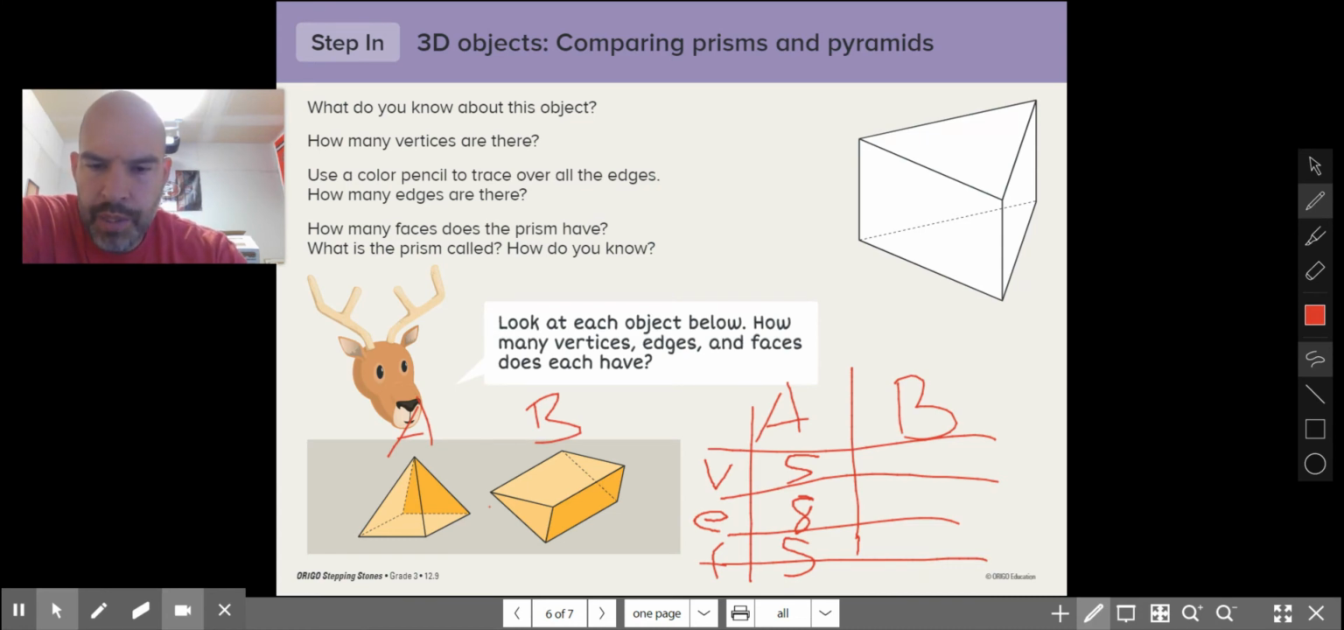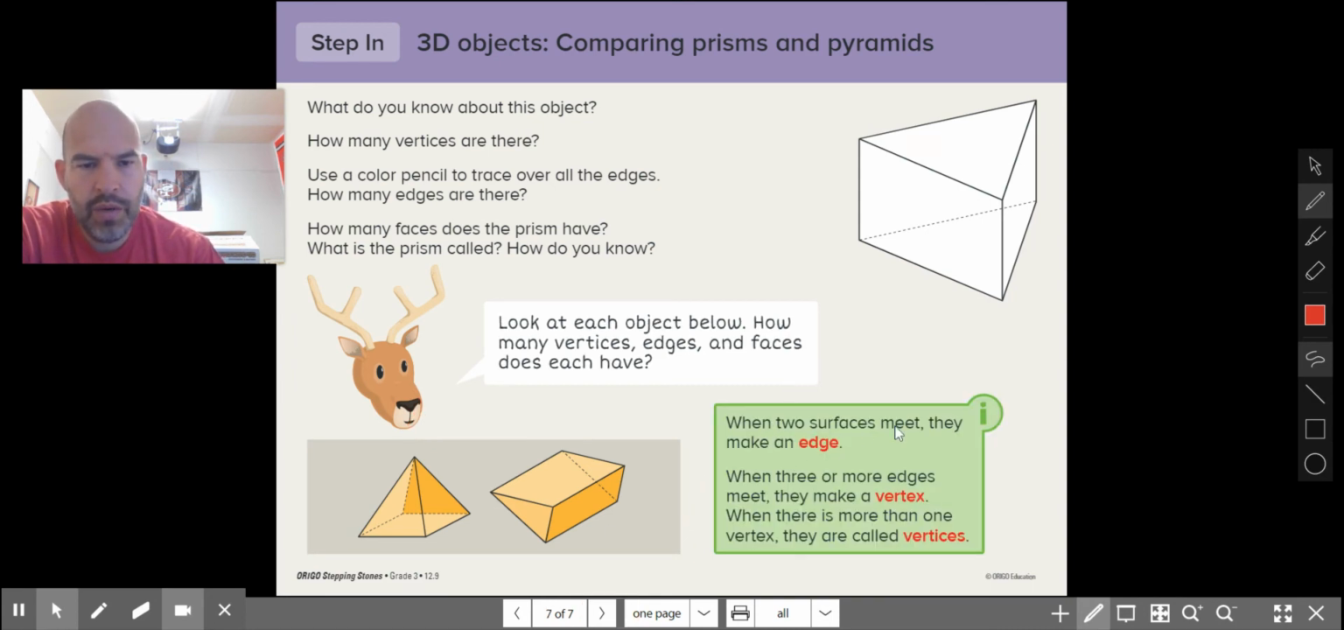Object B. How many vertices? We have 1, 2, 3, 4, 5, 6. And then how many edges? So we've got 1, 2, 3, 4, 5, 6, 7, 8, 9. And then how many faces? 1 on the back, 2 on the side, 3 on the back, 4 on the bottom, 5. So that's a comparison of those two objects.